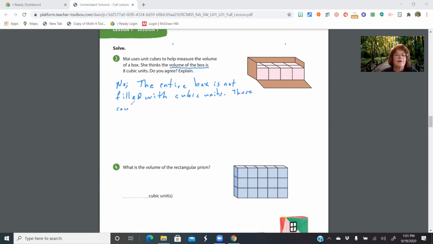There could be another row on top of the 8 cubic units. Now, I kind of made that up myself, but you don't have to write your answers exactly like mine, but this is just giving you an example of how to do that. Now let's go down to the last one on this page. What is the volume of the rectangular prism? Blank cubic units. So they want to know how many cubic units are in here.